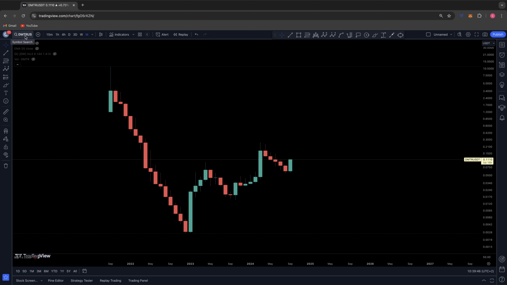Today we will be discussing DMTR. The ticker is DMTR against USDT on the monthly time frame. So we're keeping it a very macro perspective, and before I dive into the charts, I actually wanted to look at something a little bit time based.